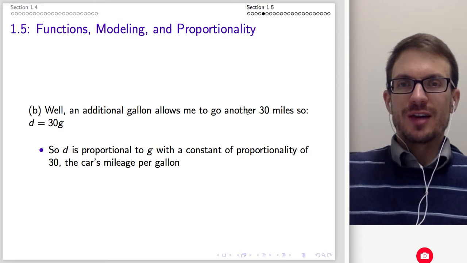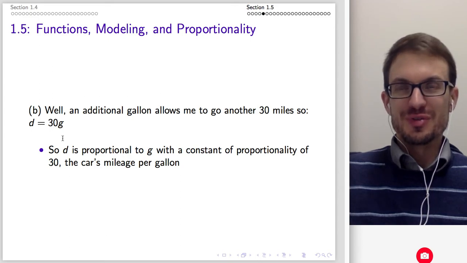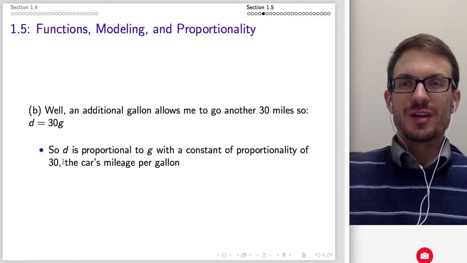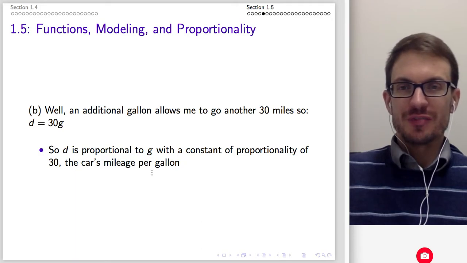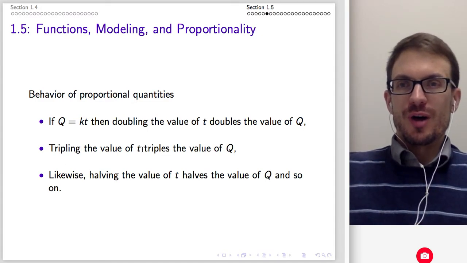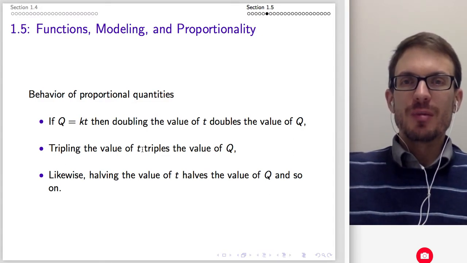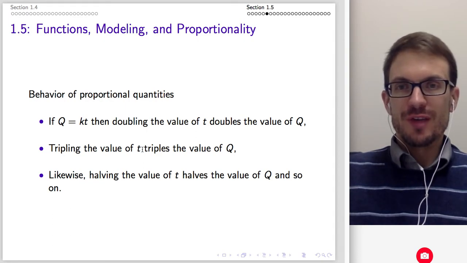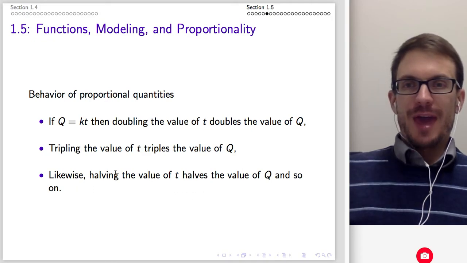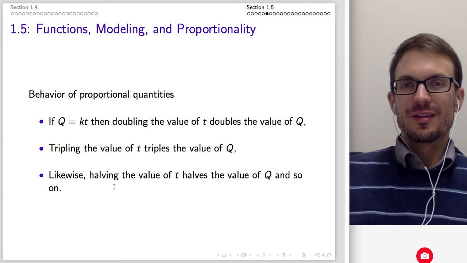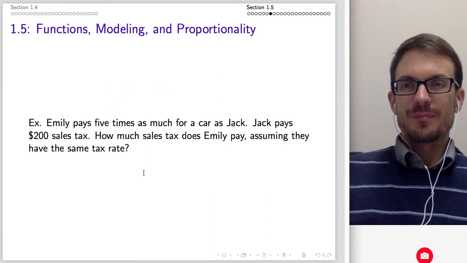Lastly, an additional gallon allows me to go another 30 miles. So we can say the distance is equal to 30 times g. D is proportional to g with a constant of proportionality of 30. That's just the car's gas mileage. Here's something about the behavior of proportional quantities. If Q equals KT, then doubling the value of T doubles the value of Q. Tripling the value of T triples the value of Q. Halving the value of T halves the value of Q, and so on. That's just true in general.